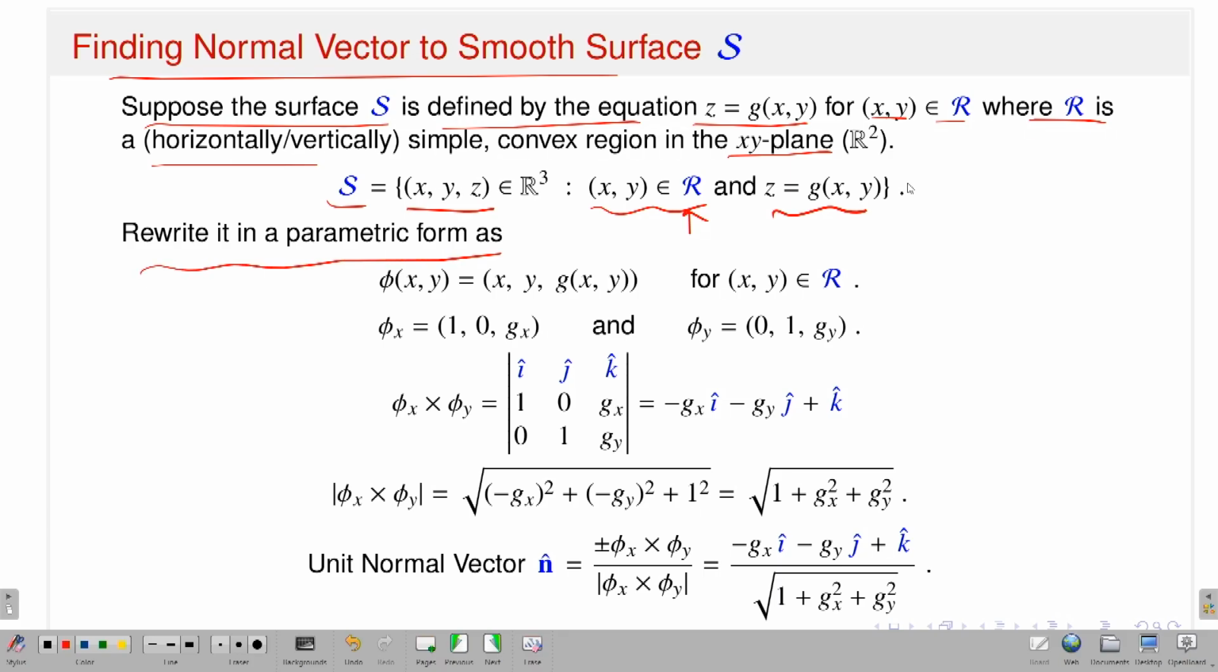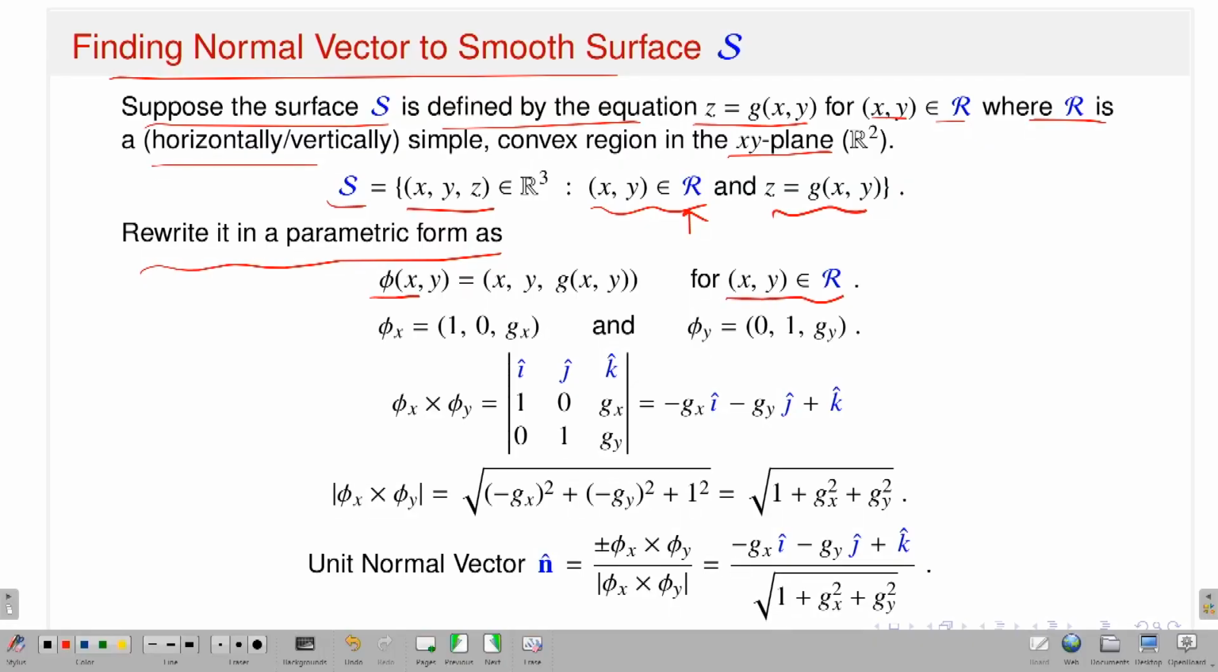How do I write it? I already talked about this: if I have a surface given in the explicit representation, then it will have a parametric representation. This is phi, where x, y is in R, and the values in R3 are: first component x, second component y, and third component you just replace z by g of x, y. So this is the corresponding parametric representation for my surface. Then you calculate del phi del x and del phi del y, take the cross product, and then normalize it.